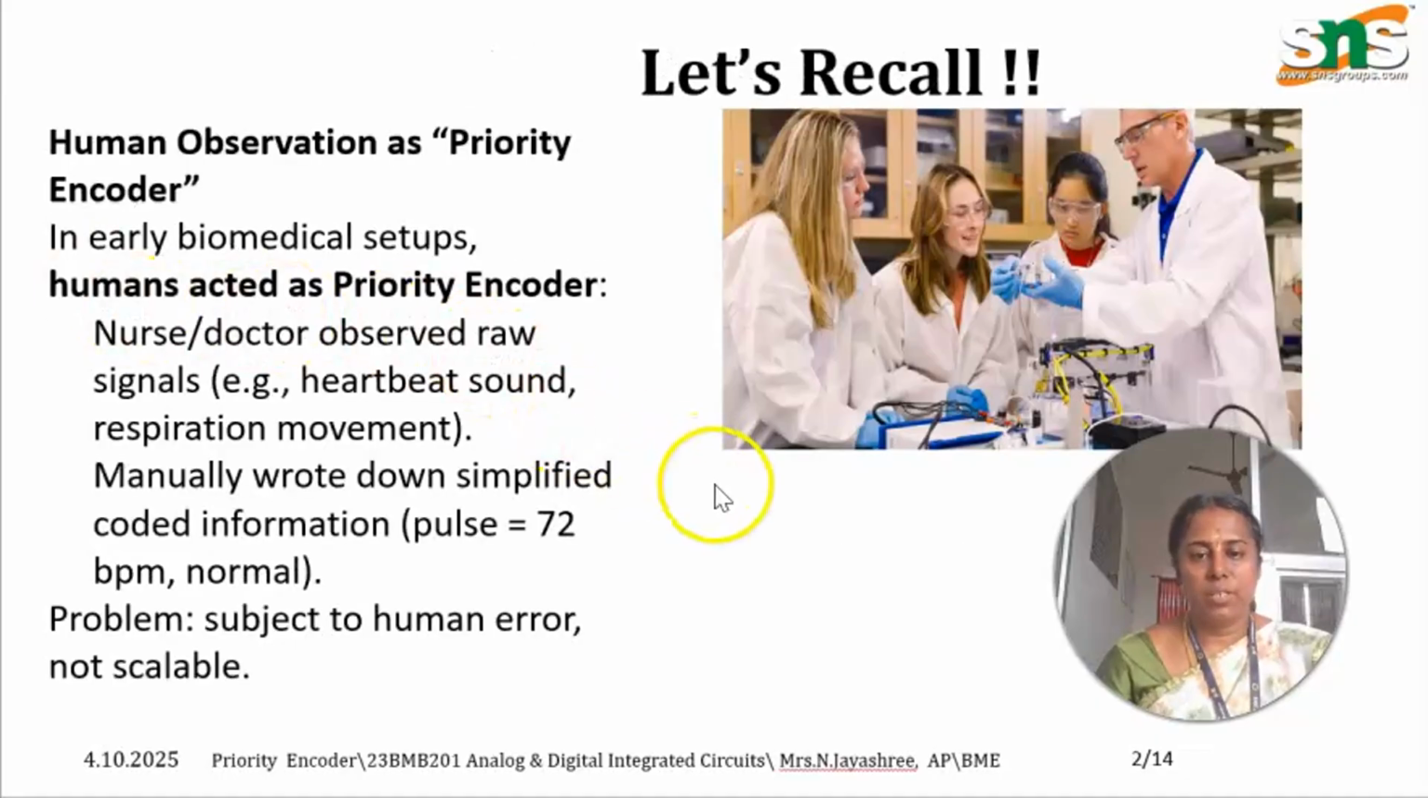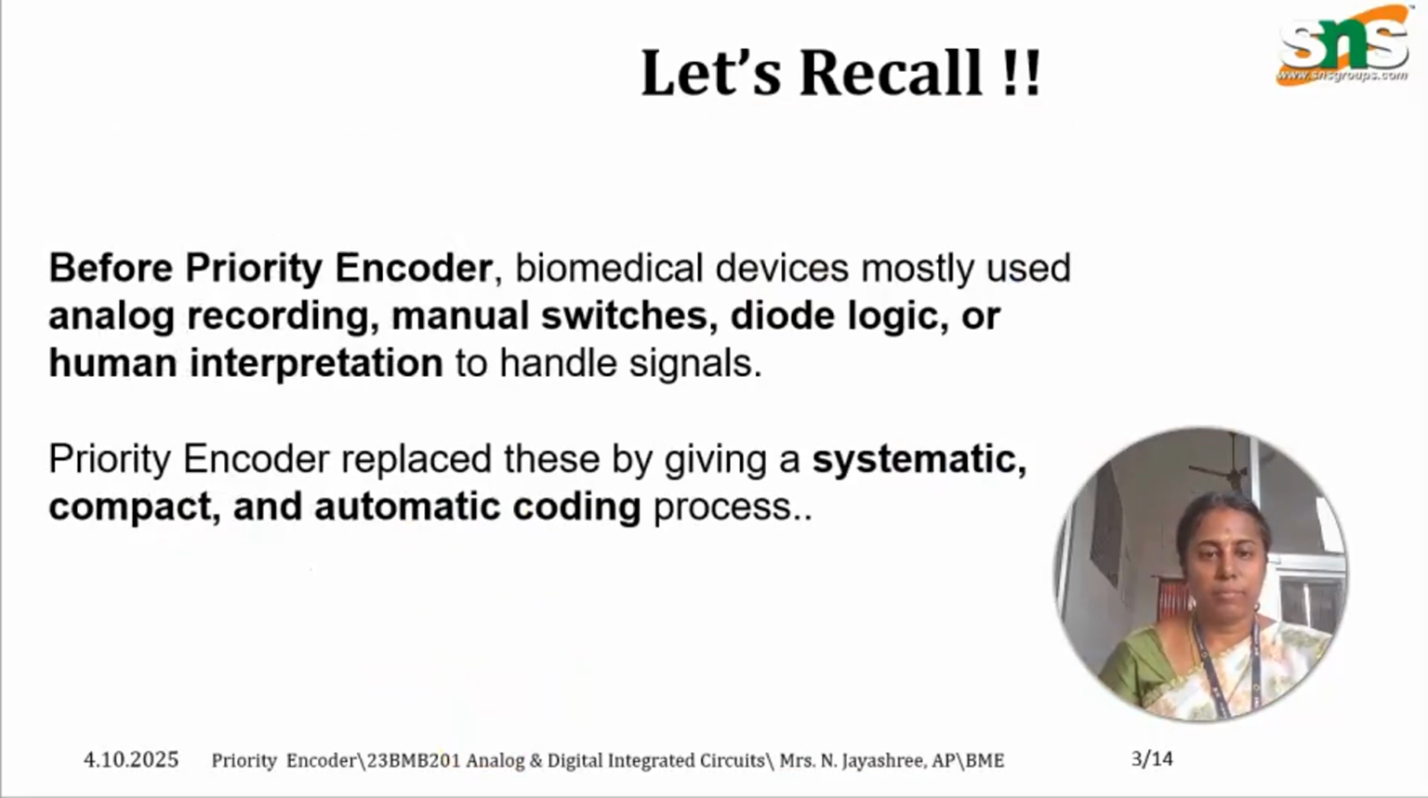So let us recall this. Each and every time, the doctors need to see these biomedical setups and human activity with a priority encoder. The nurse or doctor observes raw signals and manually writes them down as simplified coded information, like pulse 72 BPM, that is beats per minute, and normal. The problem is that it is subject to human error and it is not scalable.